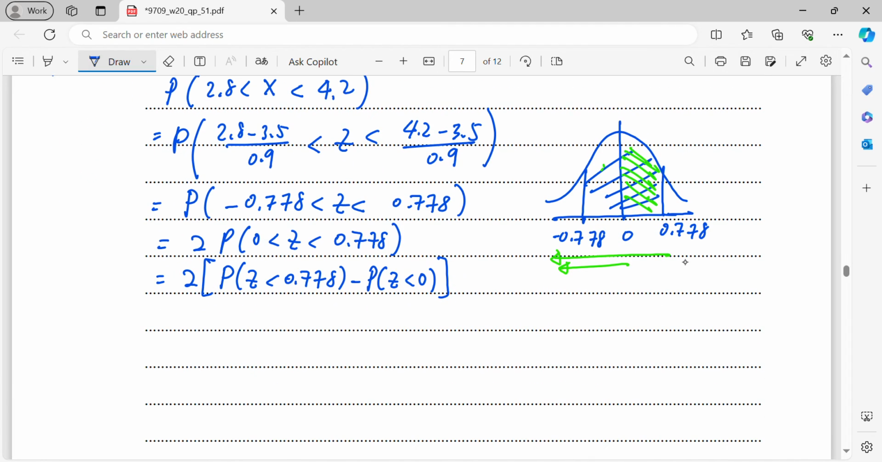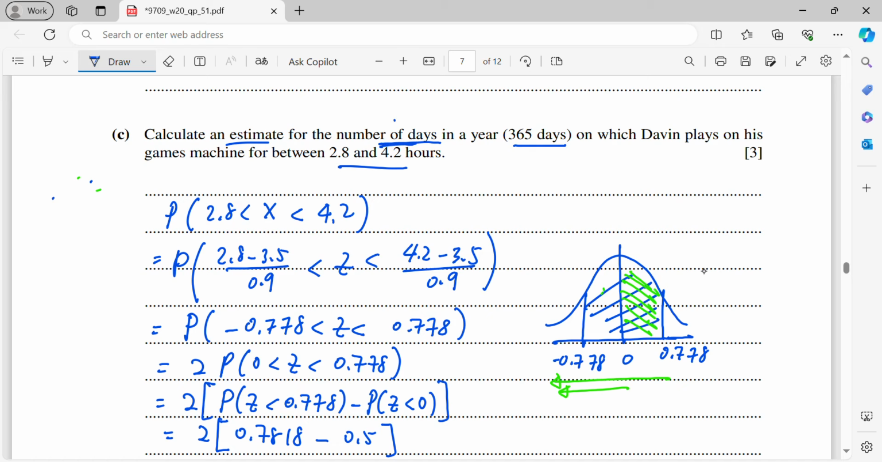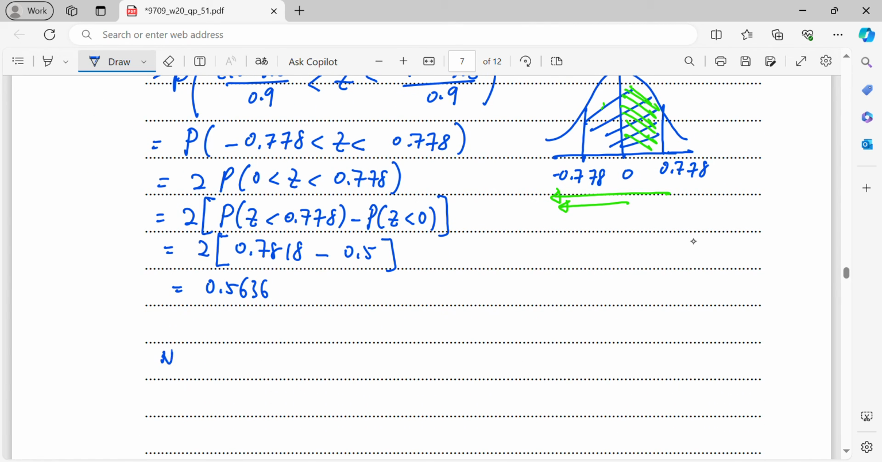So from here, the probability for the first value is 0.7818. P(z less than 0) obviously is 0.5 because it's half of the region. That means you will be getting 0.5636. Okay, that is the probability. Now, we need to find how many days out of 365 days. So the number of days equals the probability times 365. Therefore, this is going to be 205.714. So I will say that it's approximately 206 days.